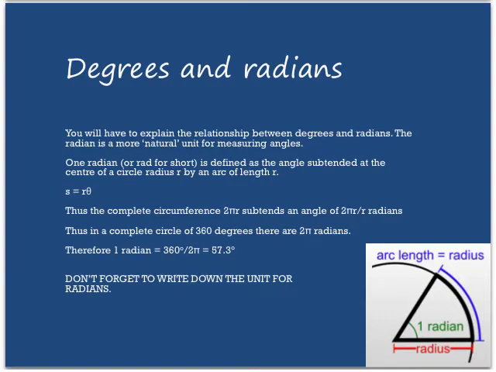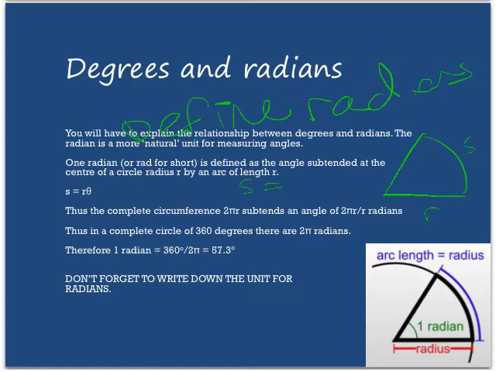Okay, if you look at this, let's talk about degrees and radians. I'm going to explain the relationship between degrees and radians, or really the best thing to do is just learn how to define radians. Okay, 1 radian, or rad for short, is defined as the angle subtended at the centre of a circle of radius r by an arc of length r. So in other words, the arc and the radius are equal, so S equals R in this case, and the angle there is going to be equal to 1 radian. So there we go.